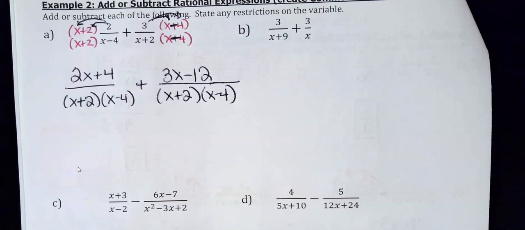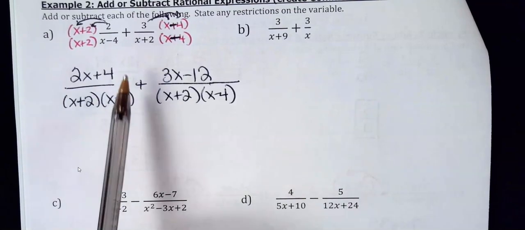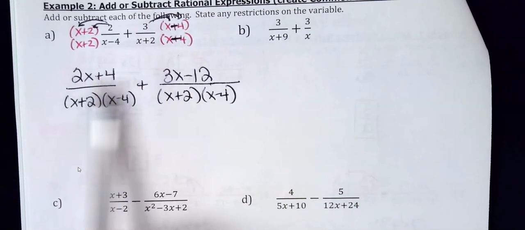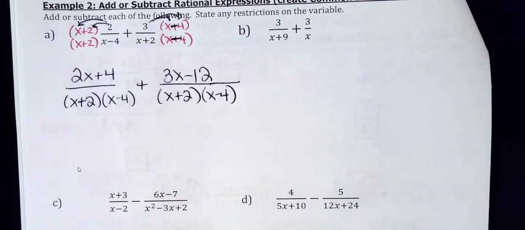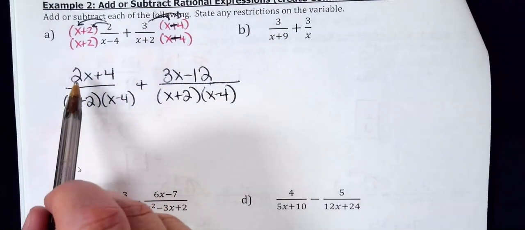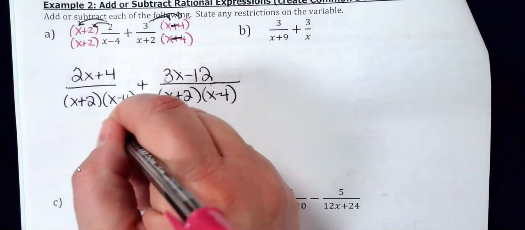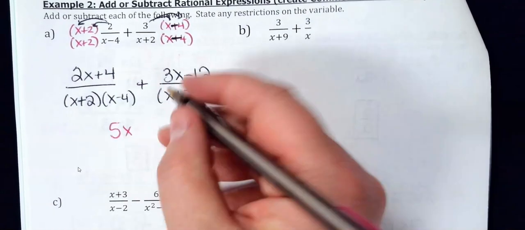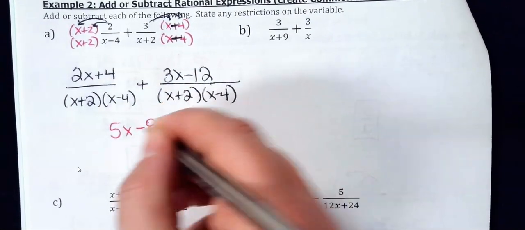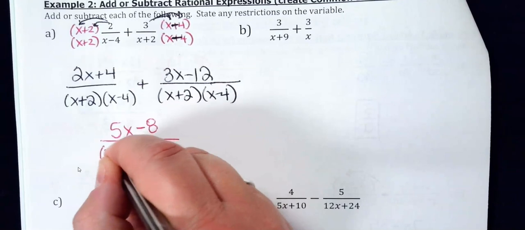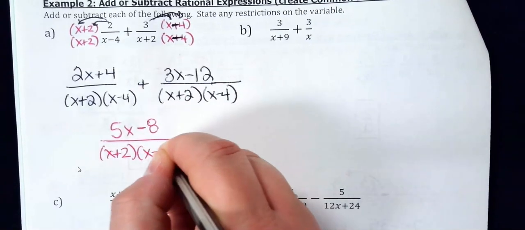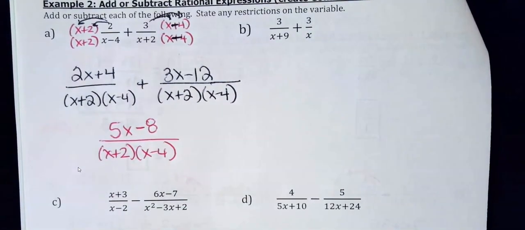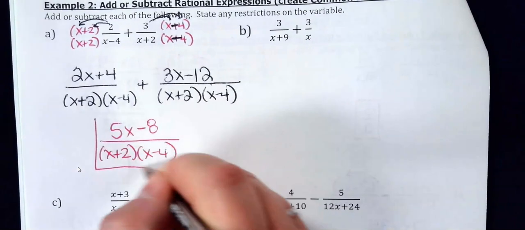And then what I would do here, don't try to factor here. What you actually want to do is just add straight across the top and leave the bottom alone. That's your common denominator. So just see if you can combine like terms. So 2x and 3x would give you 5x. 4 minus 12 would give you negative 8. And then if you can factor that, go ahead and see if it cancels anything in the bottom. In this example, 5x and negative 8 don't have anything in common, so that's just going to be my answer.